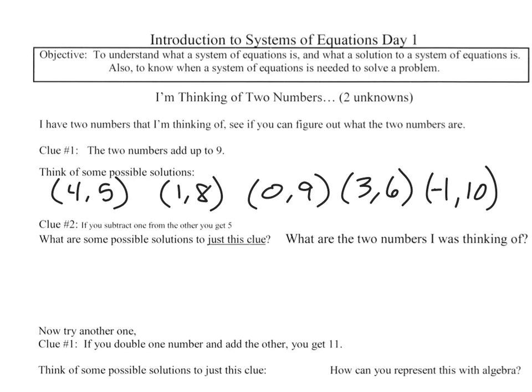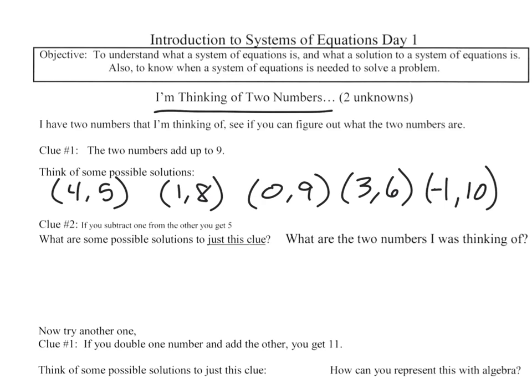So we can come up with a bunch of numbers if we want, but to know the real answer of the two numbers I'm thinking of, you would need a second clue. So here's clue number 2. If you subtract one number from the other, you get 5. So think about it. If you take one number and subtract it from the other, you get 5.